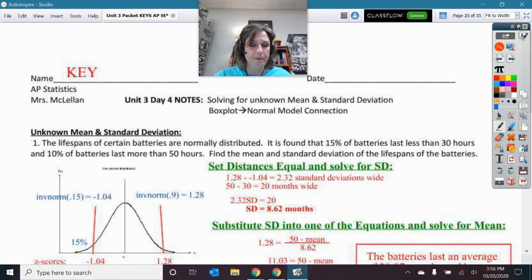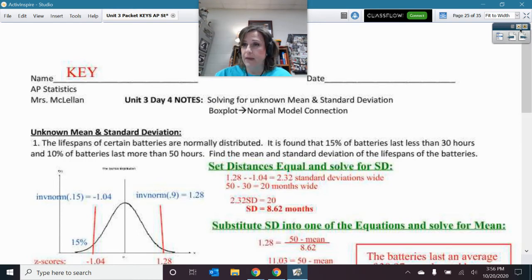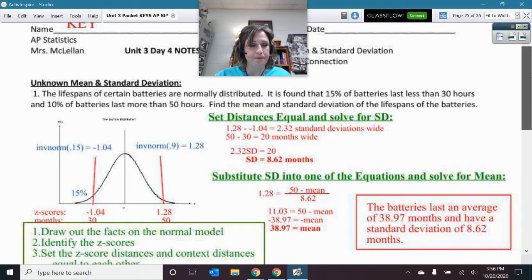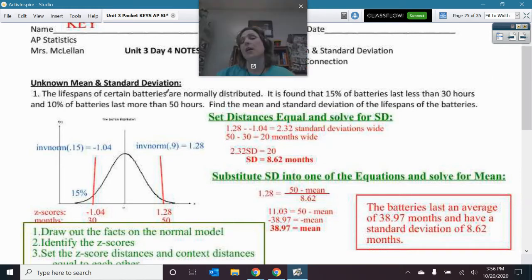Here we go. All right. And then the other thing we're going to do is make that connection between box plots and the normal model. All right. So I have our steps written out. First, you got to draw a picture so you see what's happening. So I draw a normal model and then I fill in the blanks of what they tell me.